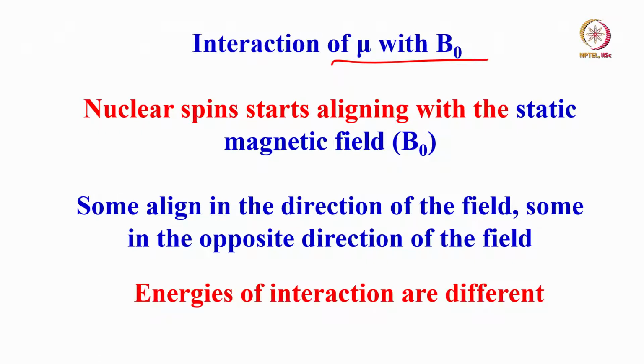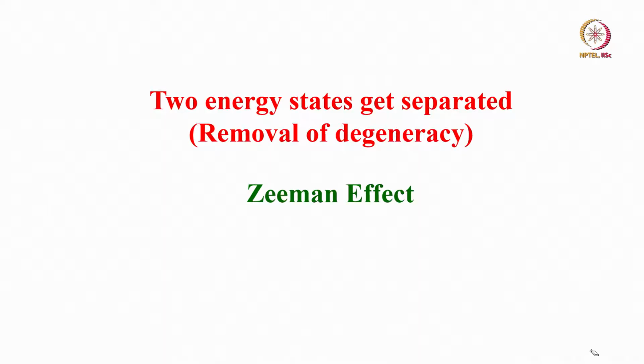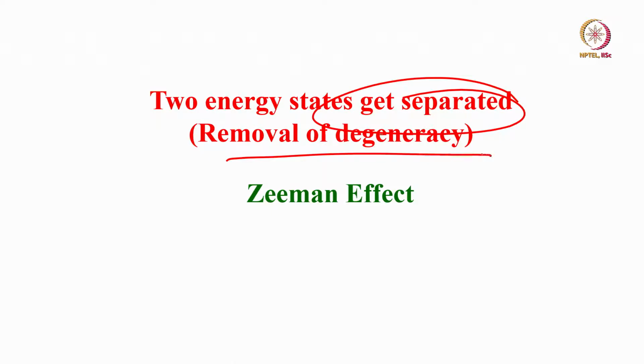And when there are two possible orientations of the nuclear spins in the magnetic field, their energies of interaction are also different. The energy of interaction of the spins in the direction of the field and the energy of the spins in the direction opposite to the magnetic field, these two are different. So when the two energies are different, once you put it in a magnetic field, they get separated out like this. This is called removal of degeneracy. The degeneracy is going to be removed, and this is called Zeeman effect. This interaction of the magnetic moment with the external magnetic field is called Zeeman interaction.